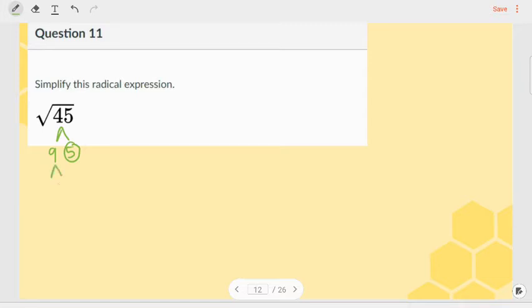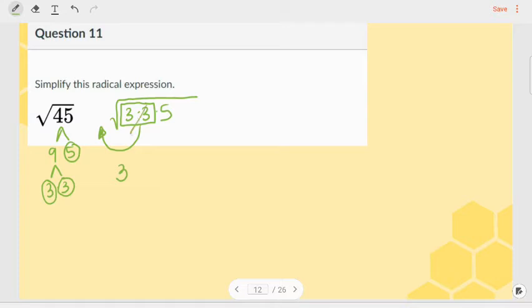continue to split. So 9 can be split into 3 times 3. Now, 3 is a prime number and 3 is a prime number. Those can't be split anymore, so I'm done making my factor tree. And what I'm going to do is rewrite that: 3 times 3 times 5. Well, remember, if I take the square root of a number, I'm looking for a number that's being multiplied by itself in order to simplify. Well, there's 3 being multiplied by itself. I'm going to pull the 3 out of my radical.